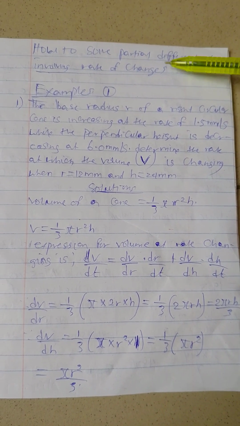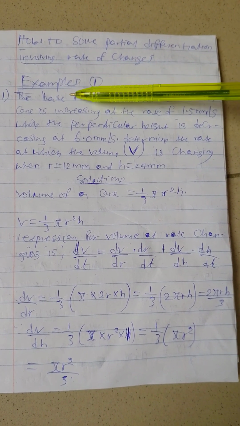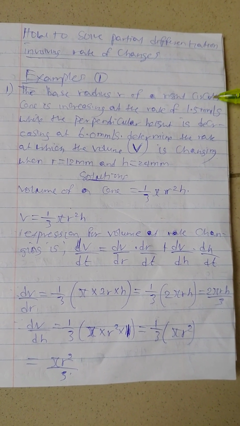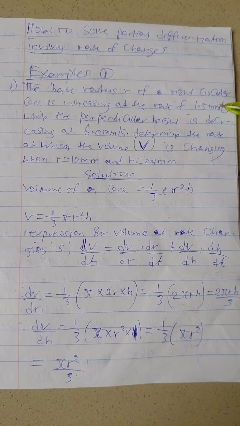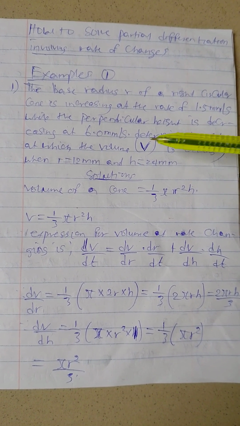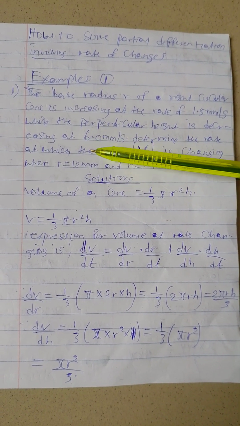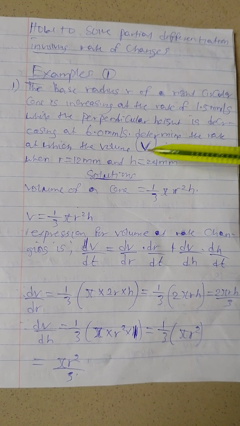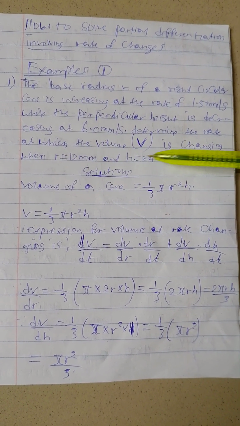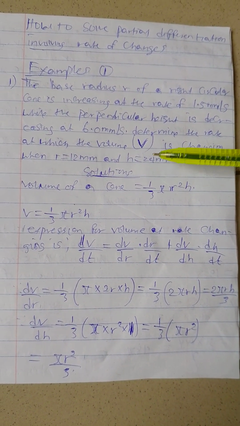On today's class, I'll be teaching you how to solve partial differentiation involving rates of change. Now I have question one. Question one says that the base radius r of a right circular cone is increasing at the rate of 1.5 millimeter per second, while the perpendicular height is decreasing at 6.0 millimeter per second. Now you have to determine the rate at which the volume is changing when r is 12 millimeter and h is 24 millimeter.